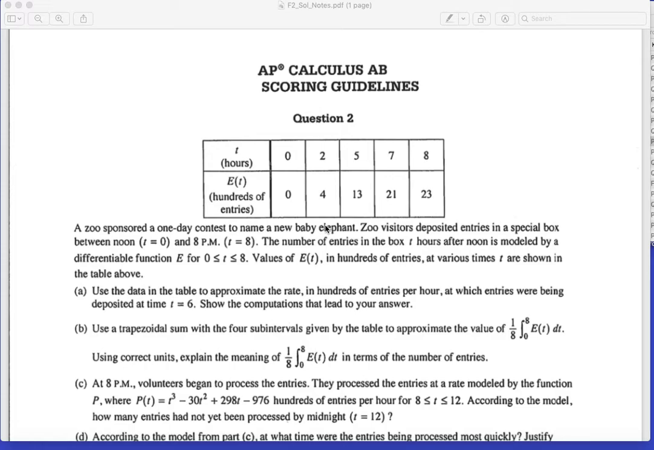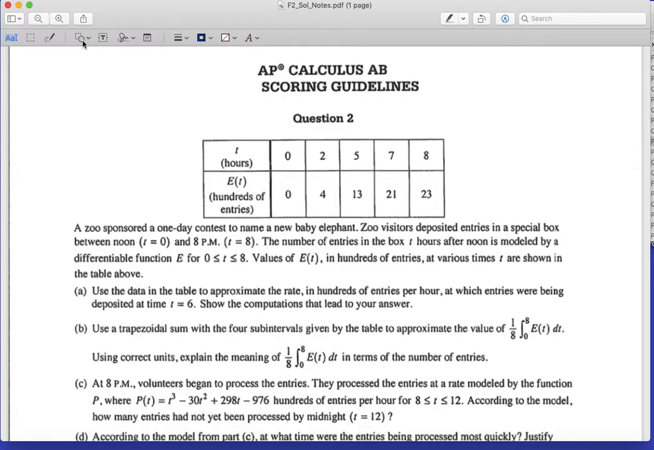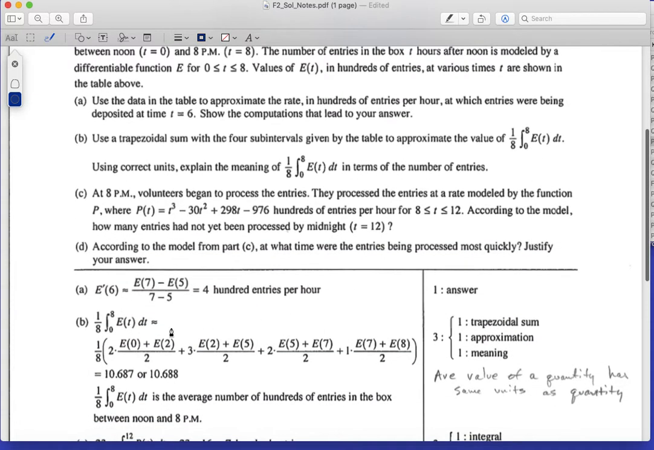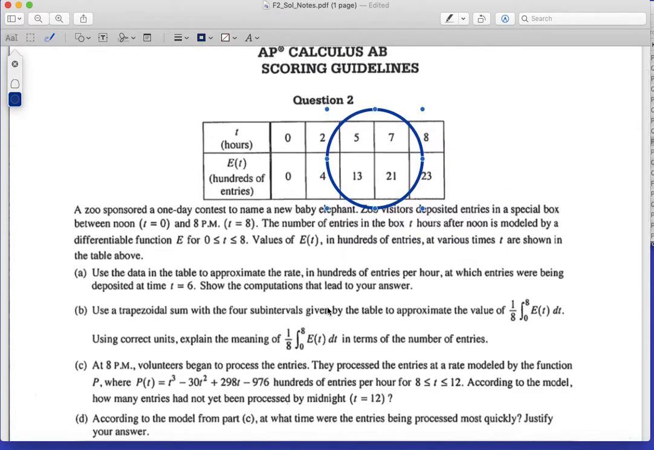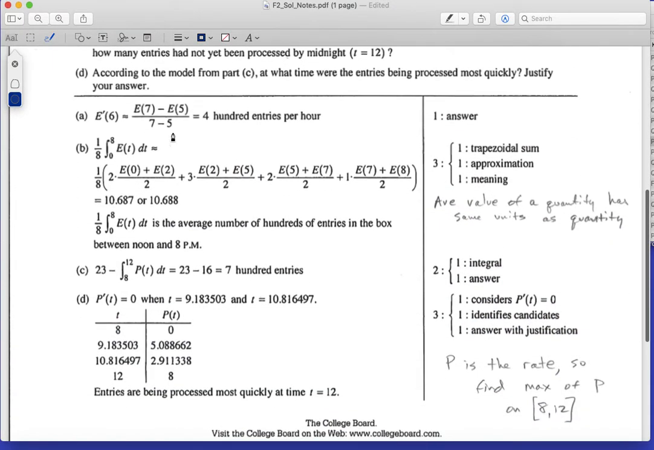Time equals 6 isn't on the table, but 5 and 7 are. So I'm going to use those entries, these right here, and I'm just simply going to do a slope calculation. It's right there. Change in y over change in x. You get 400 entries. This is the rise over run, which turns out to be 4. And remember, that's hundreds of entries per hour.